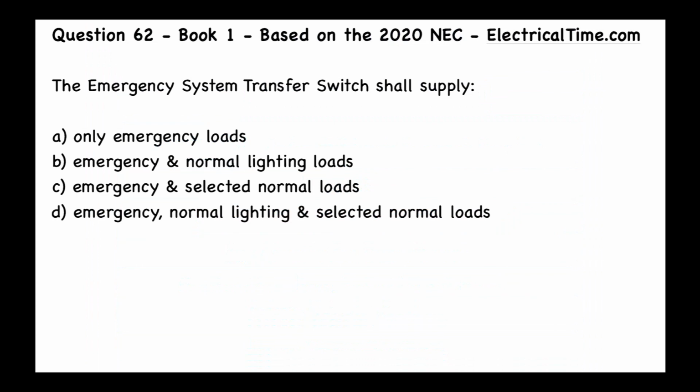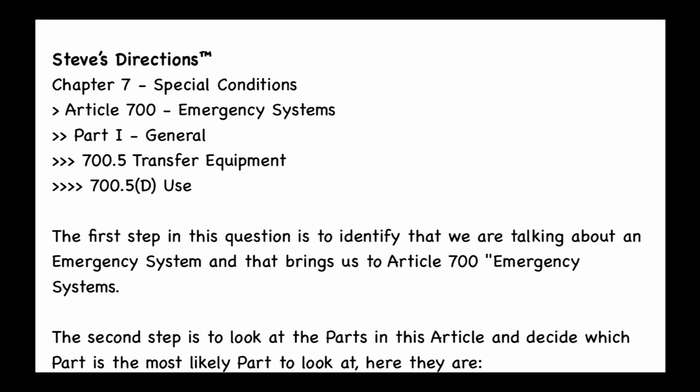And the answer to this question is going to be A, and that's going to be only emergency loads. The first question we're going to ask ourselves is, what article are we talking about here? We are talking about emergency systems, which are found in Article 700, also called Emergency Systems, within Chapter 7, Special Conditions. Then we take a look at the parts and find Part 1, General. Then we find 700.5, called Transfer Equipment. Then we find 700.5(D), called Use.